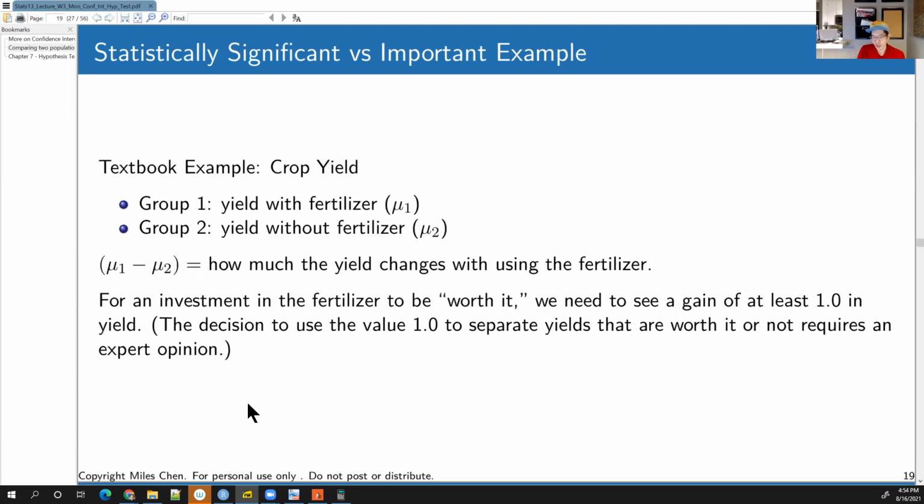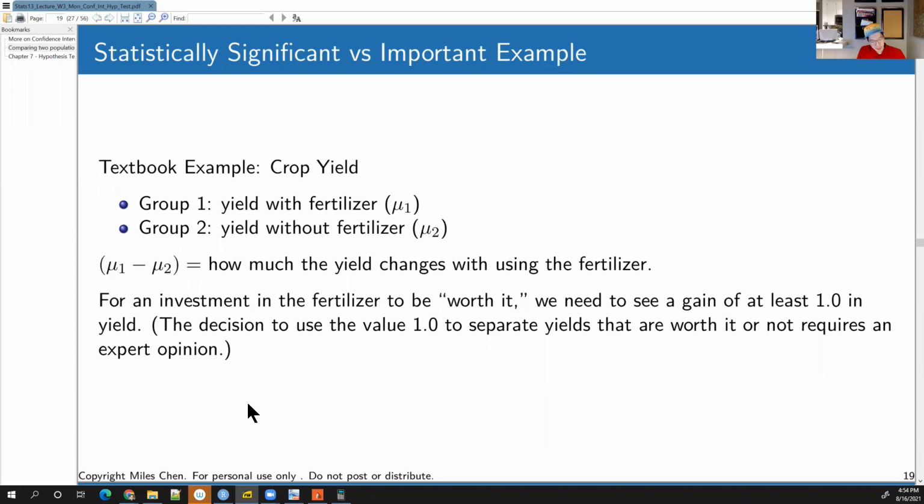So let's say you're a farmer. I don't know anything about farming. My entire knowledge of farming comes from Stardew Valley. So I don't know anything about farming. But we're going to say you can apply fertilizer and maybe that's going to make your crops grow bigger, or better, who knows.